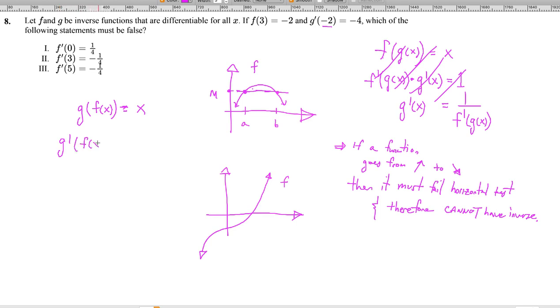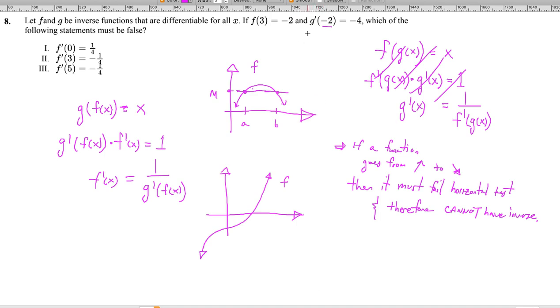f of x times f prime of x equals 1, and now I get a formula for f prime of x as 1 over g prime of f of x. Basically now we look at this formula and we should know, look, g prime was negative for some value. That means that g was decreasing and is always decreasing.